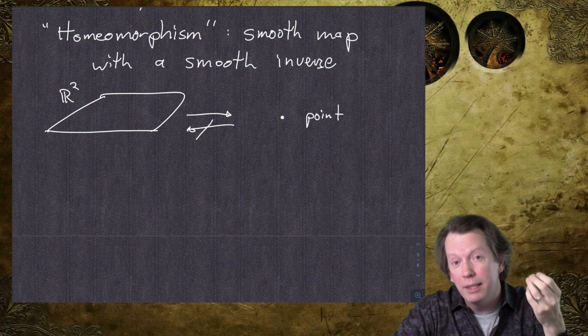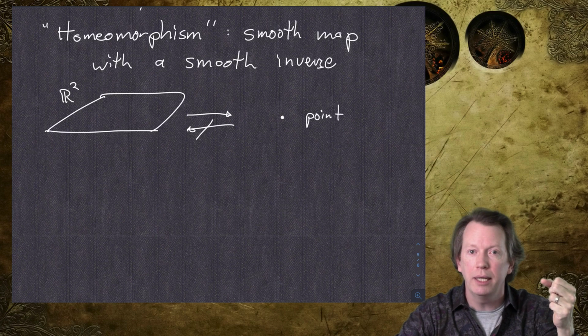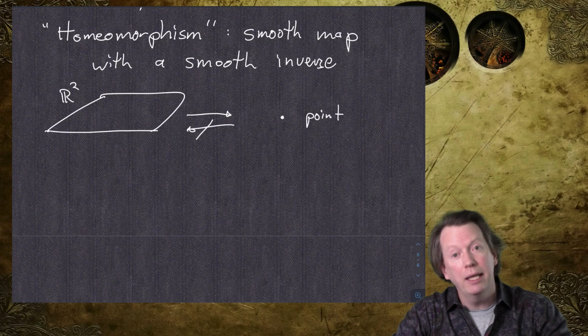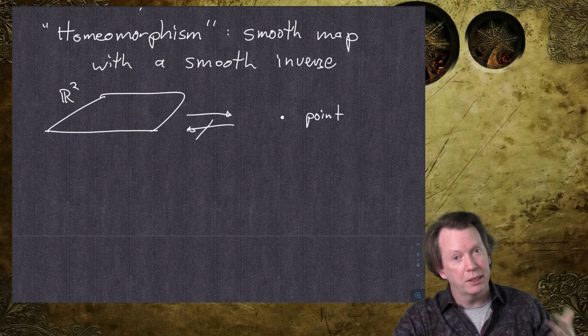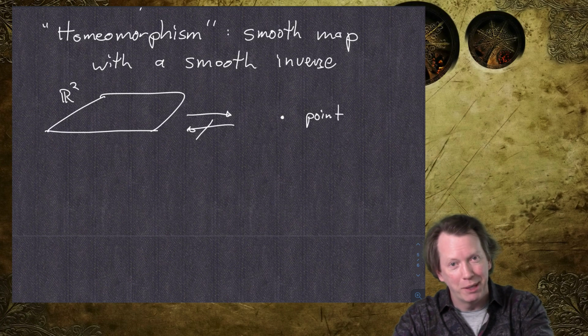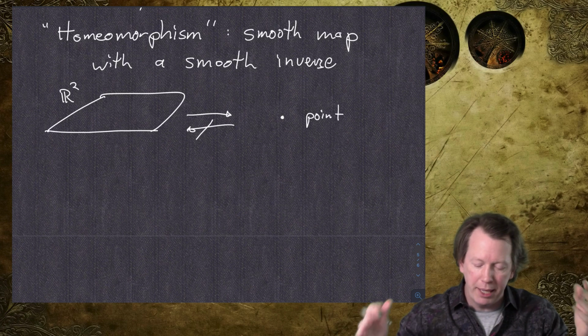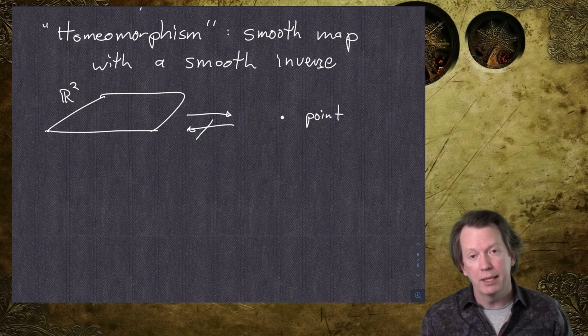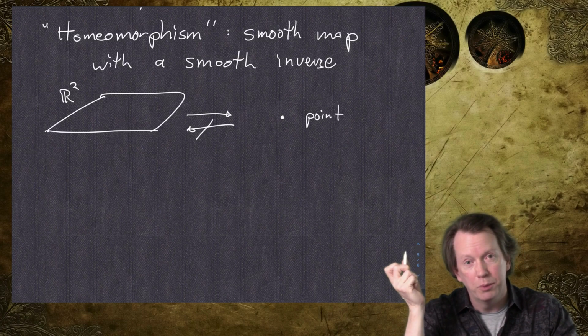In fact, one thing that we call a topological invariant, one feature of a space that does not change under topology, is the dimensionality of the space. So R2, the plane, is topologically different from the point, which is a zero-dimensional space, or the line, which is a one-dimensional space, or three-dimensional space, or anything like that. The dimensionality of a space is topologically invariant. And so there's good news and bad news when it comes to topology.